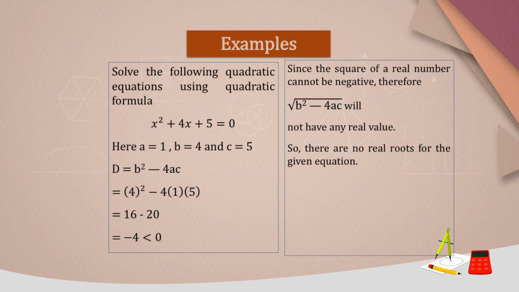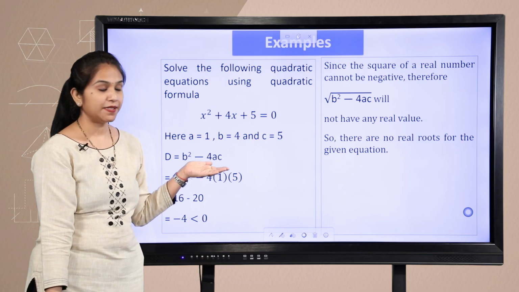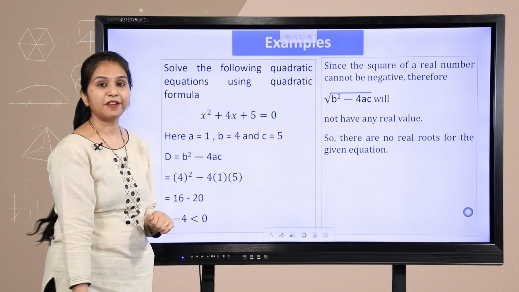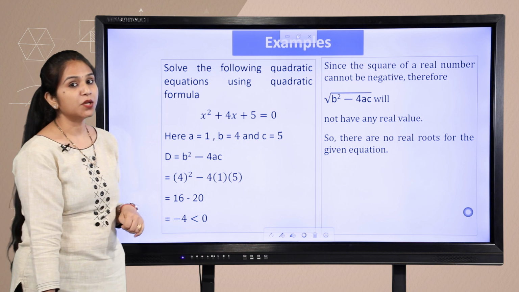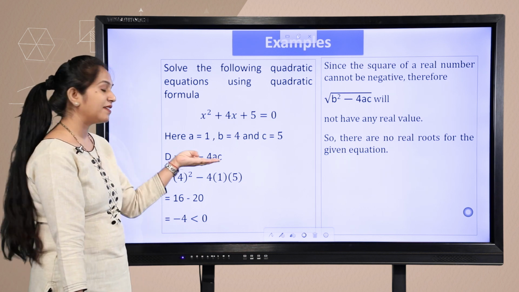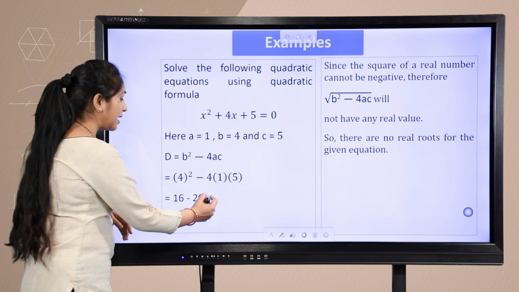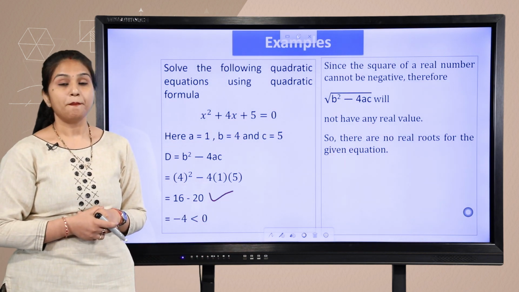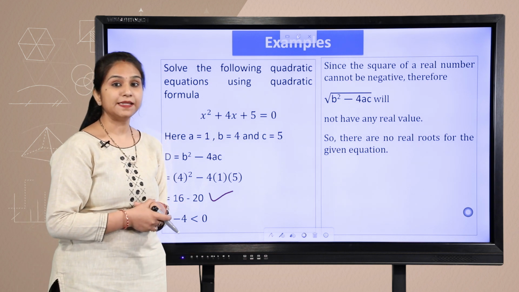Children, you can see the equation which is given to you is x² + 4x + 5 = 0. The steps remain the same. Again compare the given equation with the standard equation and write the values of a, b, c. So we got a is 1, b is 4 and c is 5. Write down the things in the formula, that is discriminant b² − 4ac, and on calculating we can see here the discriminant is −4. Minus 4 means this is less than 0.